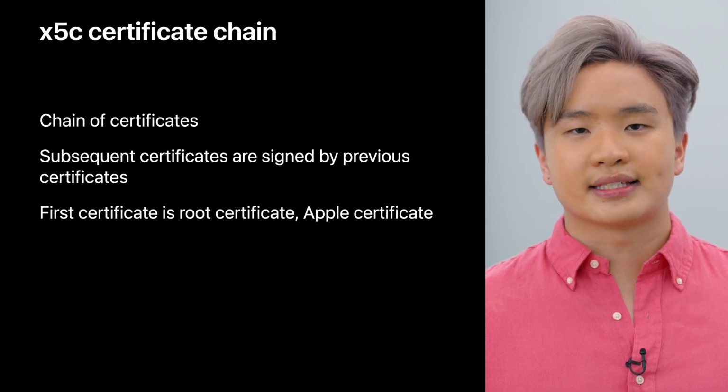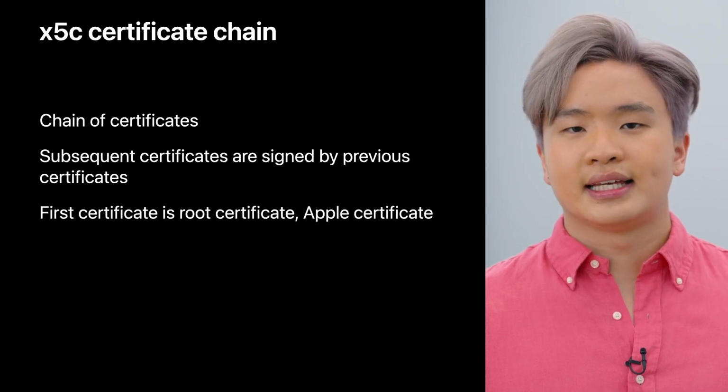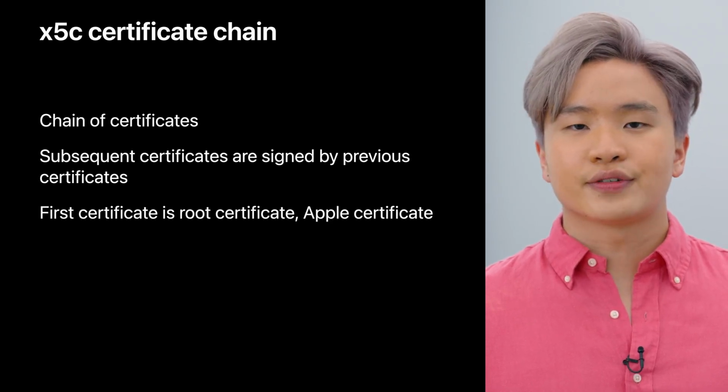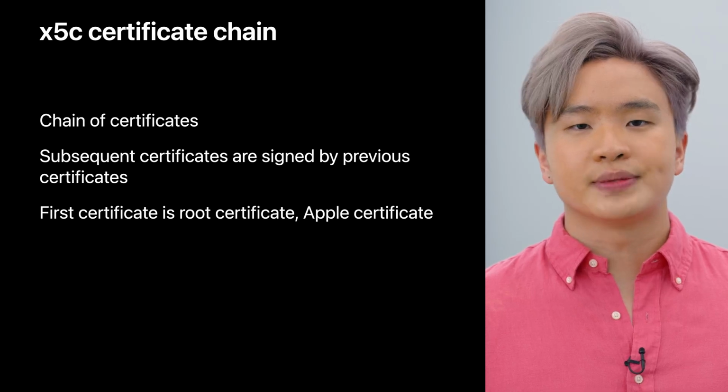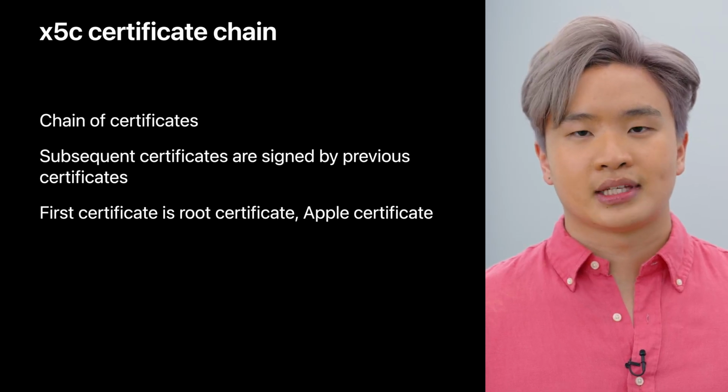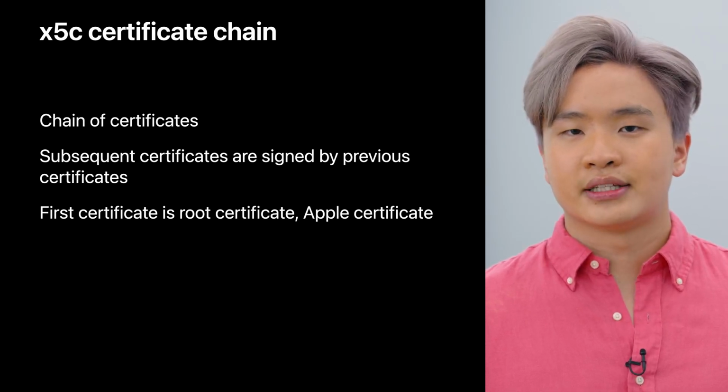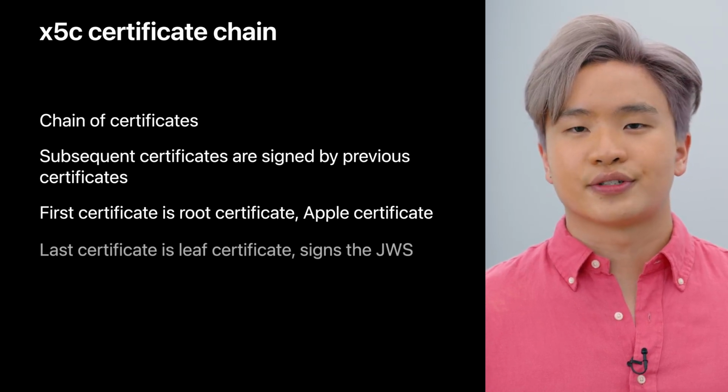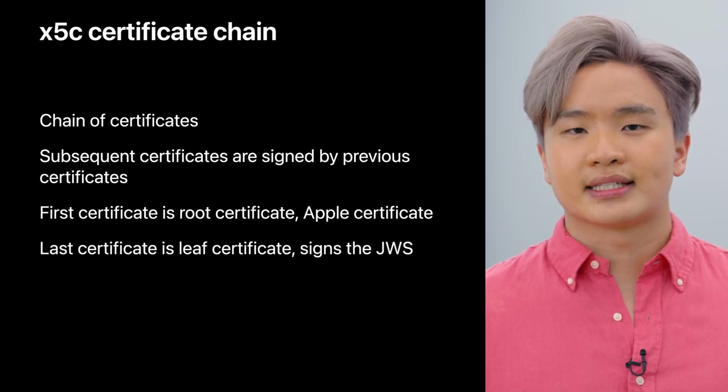The first certificate is referred to as the root certificate and is self-signed. This certificate should match the root certificate you obtained from Apple's Certificate Authority. If these certificates do not match, the chain should not be trusted. The leaf certificate, the last certificate in the chain, is the certificate that is used to sign the JWS.